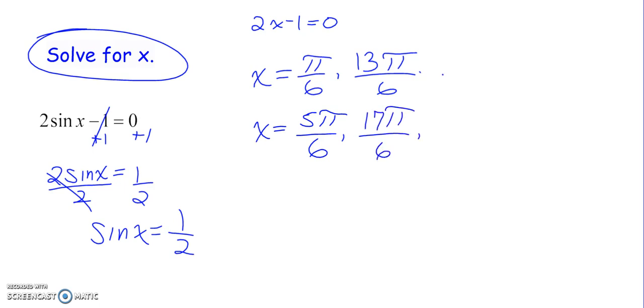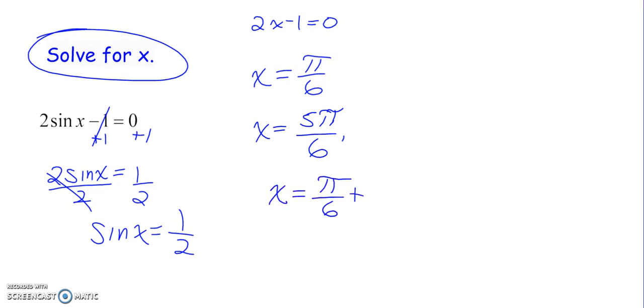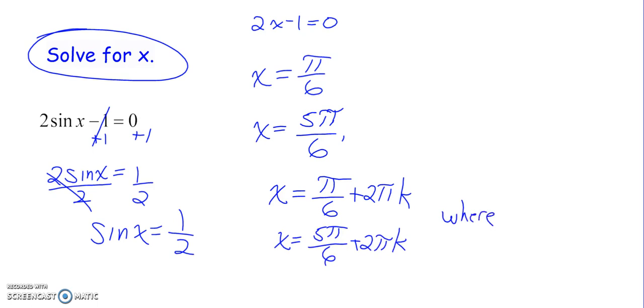And this could keep going, and I don't want to have to write all these angles because it's never ending. So the way we are going to conclude our answers, because, like I said, just what's written on the board right now is not enough. The two ways we're going to say our answers: pi over 6 plus 2 pi k, and 5 pi over 6 plus 2 pi k, where k is an integer.